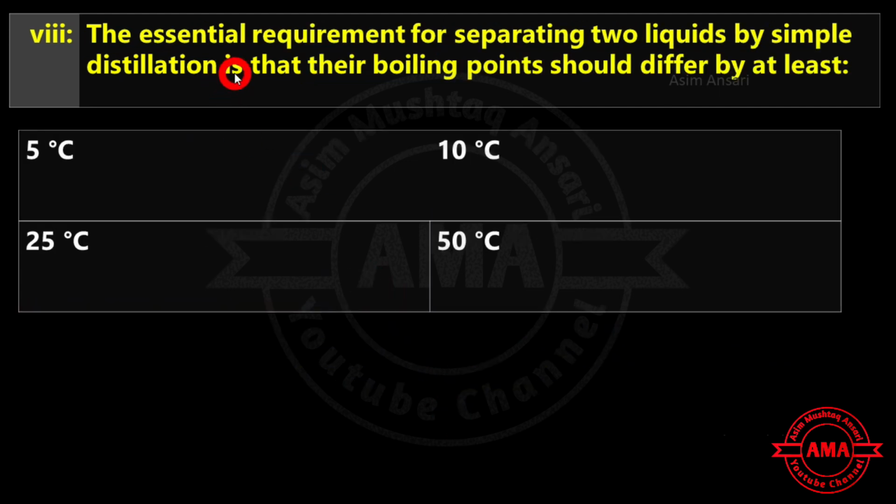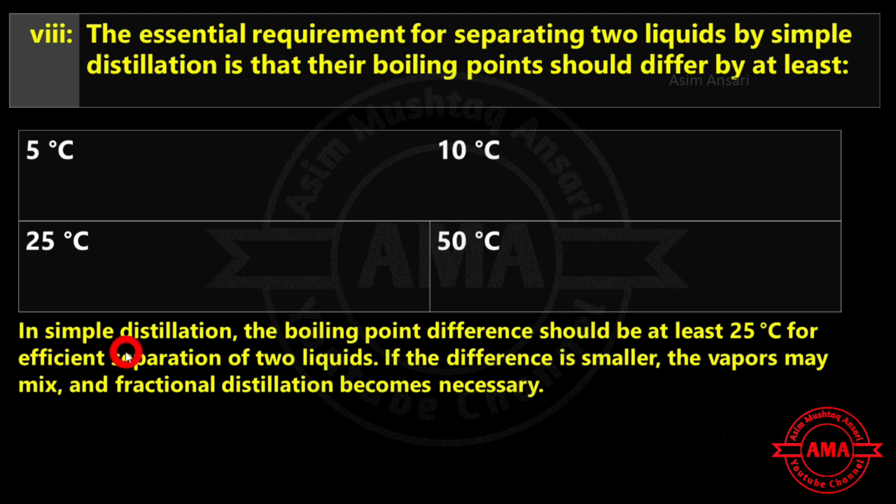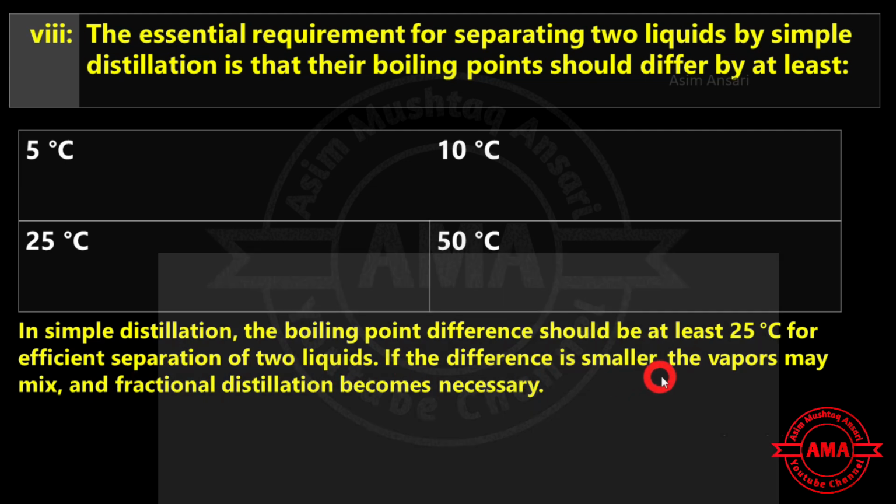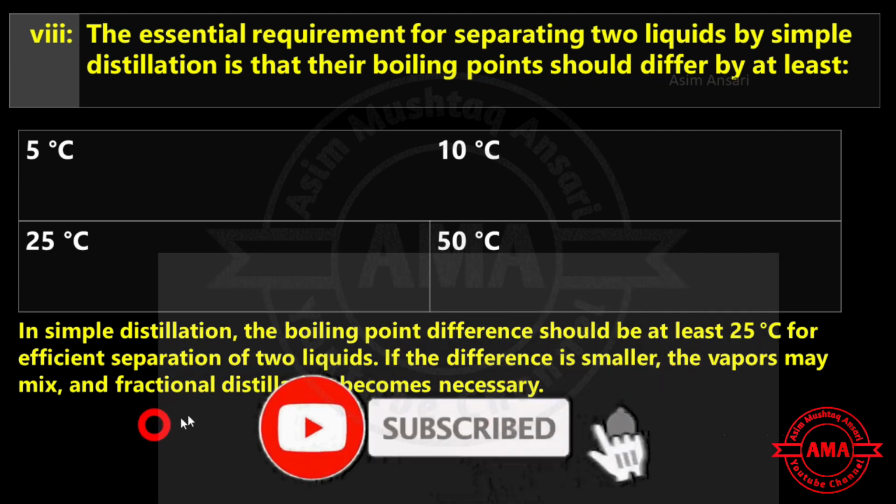Next is: The essential requirement for separating two liquids by simple distillation is that their boiling points should differ by at least 5 degrees centigrade, 10 degrees centigrade, 25 or 50 degrees centigrade. There, in simple distillation, the boiling point difference should be at least 25 degrees centigrade for efficient separation of two liquids. If the difference is smaller, the vapors may mix and fractional distillation becomes necessary.